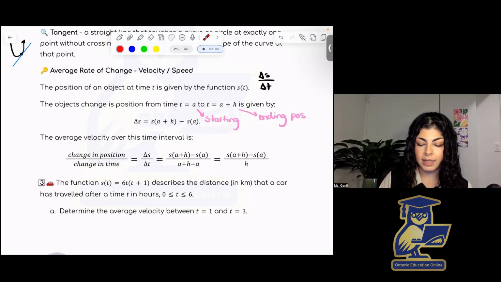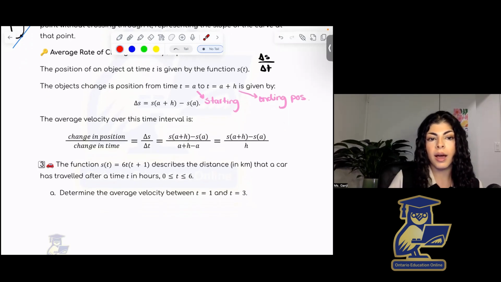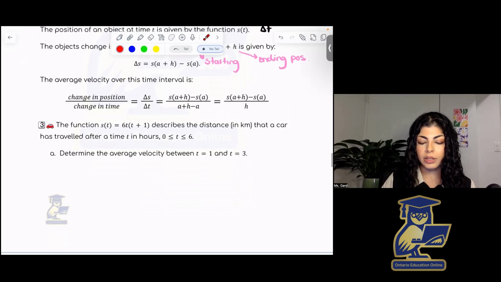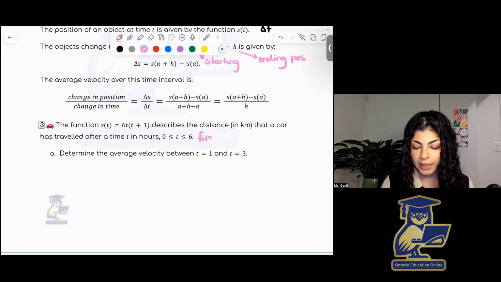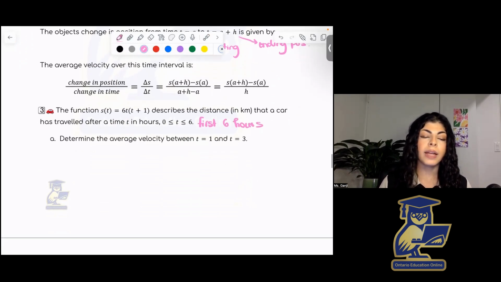So now let's look at it in an example. Hopefully that makes a little bit more sense when we apply it with a real world problem. So consider the function s of t is equal to 6t times (t plus 1), which describes the distance in kilometers that a car travels after a time t in hours. And we're looking specifically at the time interval of the first 6 hours, because our t is between 0 and 6 inclusive. And we want to find first the average velocity between time 1 and time 3.